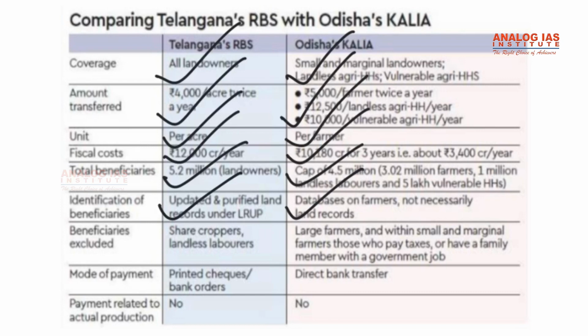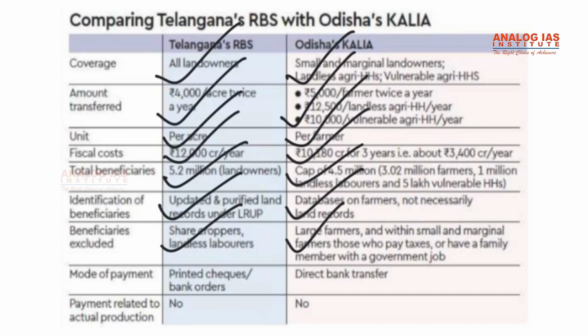Beneficiaries excluded, that means people who have not gotten the benefits of these schemes, under RBS are sharecroppers and landless labourers. See, this is one pitfall of this scheme, that it excludes landless labourers and sharecroppers. In fact, they are the ones who are in need of this scheme, and they have been excluded. And in case of Kalia, large farmers and, within small and marginal farmers, those who pay taxes or have a family member with a government job have been excluded, which is a good thing.